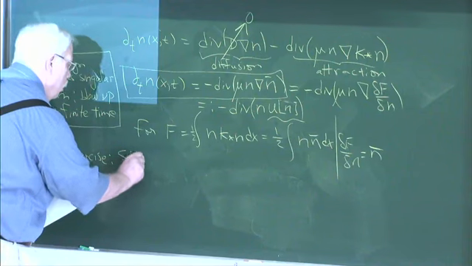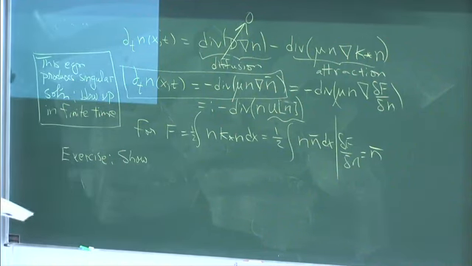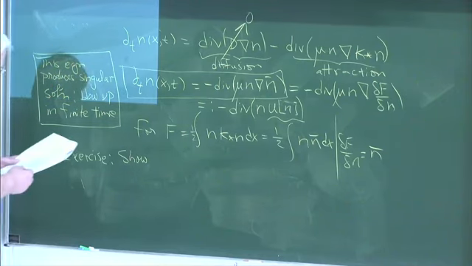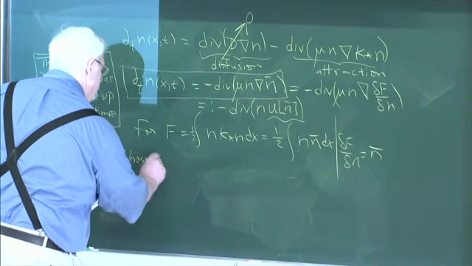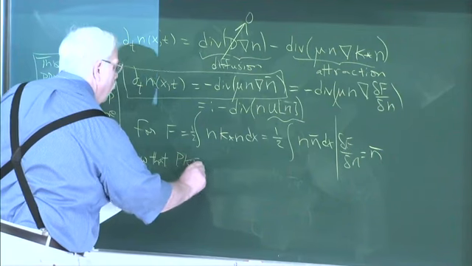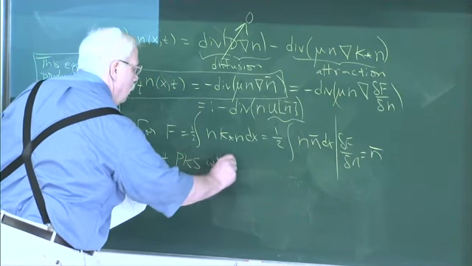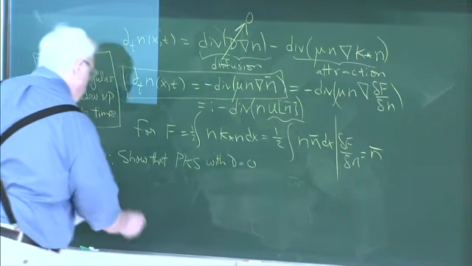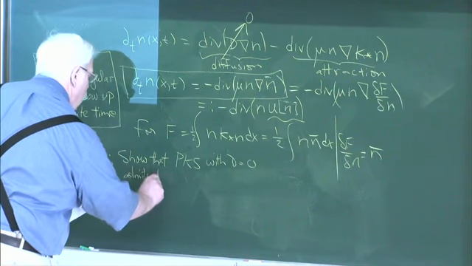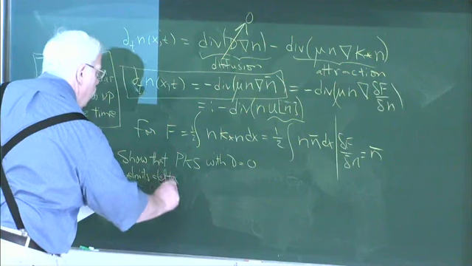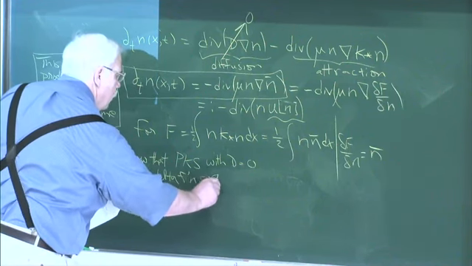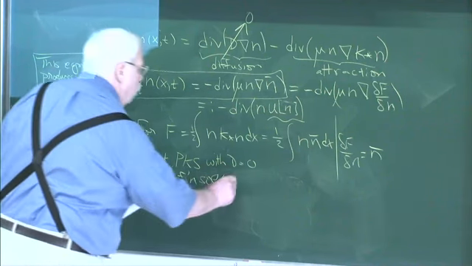Show. Oh, this is Cambridge, so it's called "shoe." That the PKS with d equals 0 admits delta function solutions in any dimension.